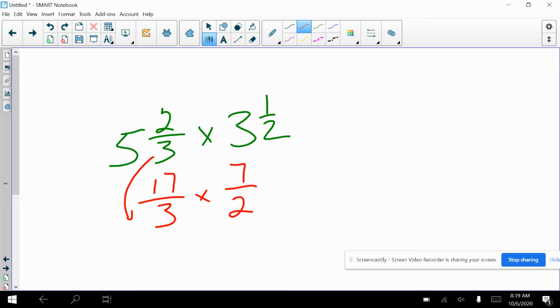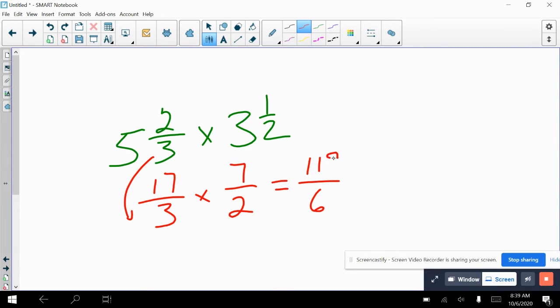Okay, now, this is good. What do we do now? Can we cross reduce? No. Right? 2 can't go into 17 evenly. Uh-oh. 3 can't go into 7 evenly. Uh-oh. Now we just got to multiply. Now, this happens sometimes. Sometimes it's the nature of the beast. 17 times 7. 119.